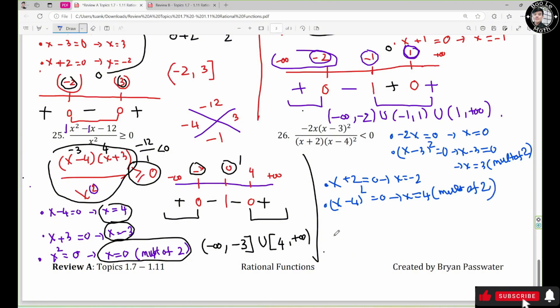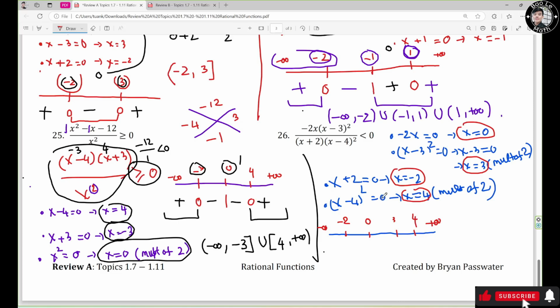Alright, now I need to put all of these on the number line. On the left-hand side, negative infinity. The right-hand side is positive infinity. Now, the first 0 is going to be this one. The second 0 is going to be this one. The third one is going to be this one. And the last one is going to be this one. So I'm going to start from negative 2 first. The next one should be 0. The next one should be 3. And the last one should be 4.